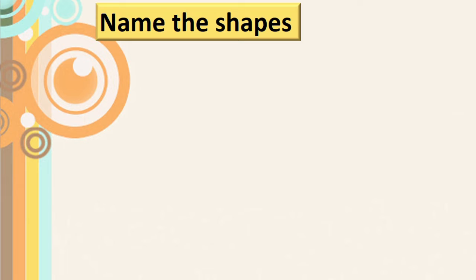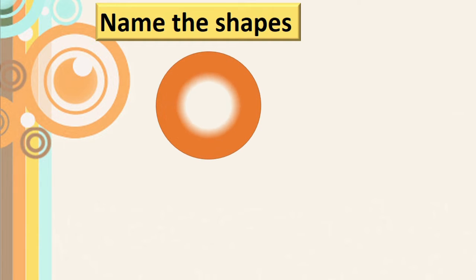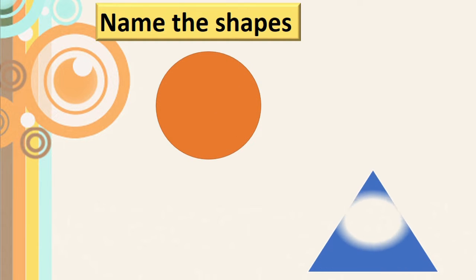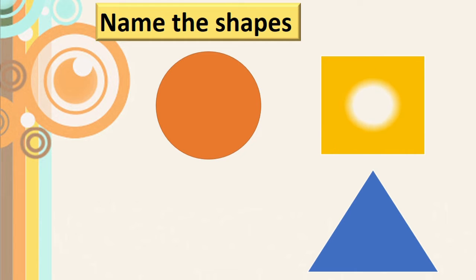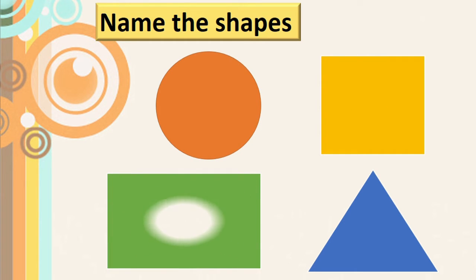Here, first you have to name the shapes. Here we can see different shapes. See here. Yes, we can see here 4 shapes. Yes, the first one, you know the names. This is a circle, isn't it? This is a square. This is rectangle and this one is triangle, isn't it? Okay.